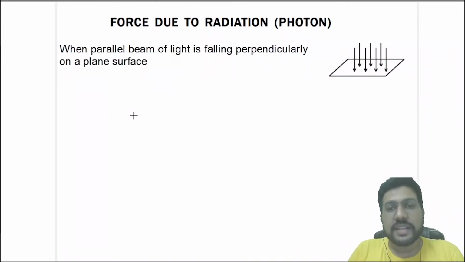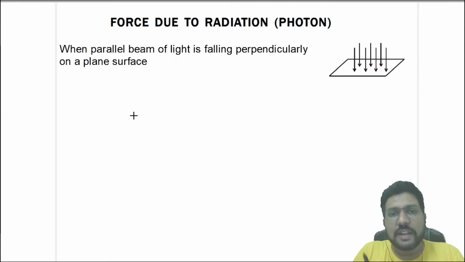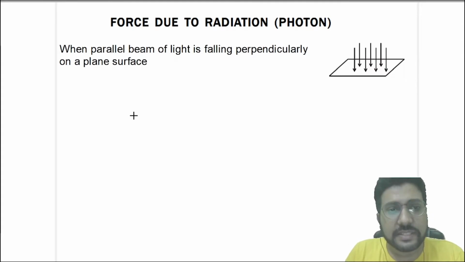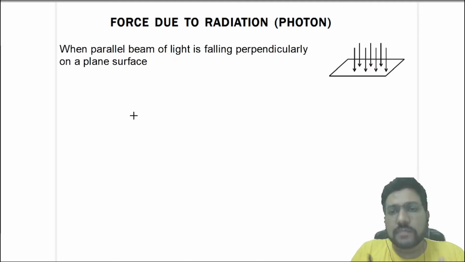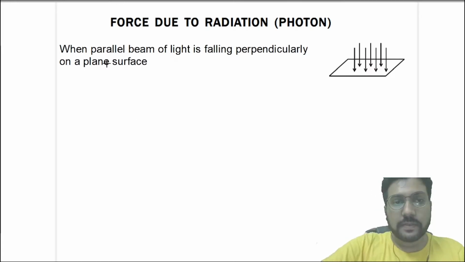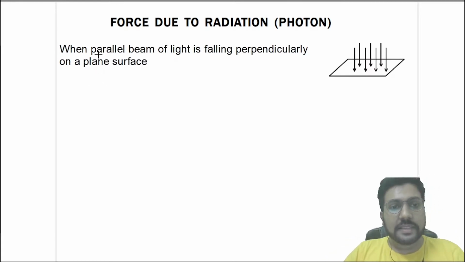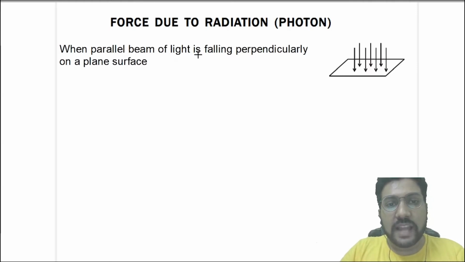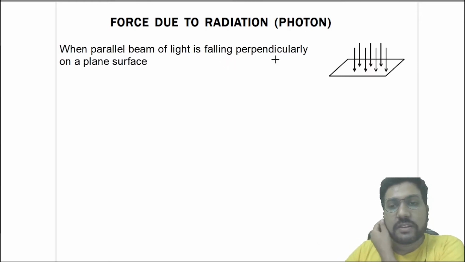Force due to radiation. We know that radiation carries energy and momentum, so obviously it will apply a force when it collides with a surface. So we have to find the force due to this radiation under different circumstances. The first case is when the parallel beam of light is falling perpendicularly on the plane surface.